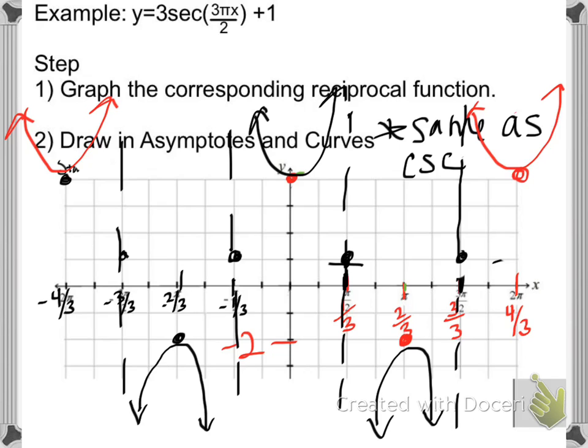Of secant, excuse me. Okay, so same steps. Again, you could sketch in your cosine function. This guy here, I'll draw it in for you. You could sketch this in with some dotted lines or sketch it in and then erase it at the end, but you don't have to. Your main goal is to find those key points and use them to graph the reciprocal function.